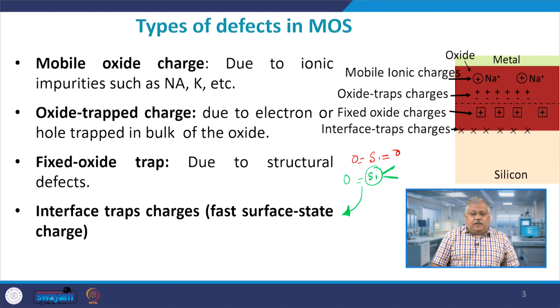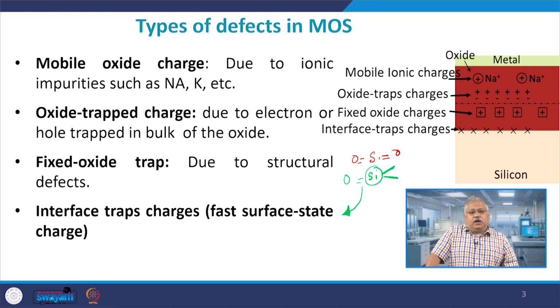These defects, for example mobile oxide charge, do not depend upon doping, do not depend upon temperature, and do not depend upon many factors, right. They depend mainly on the type of fabrication principles which you are applying, right.